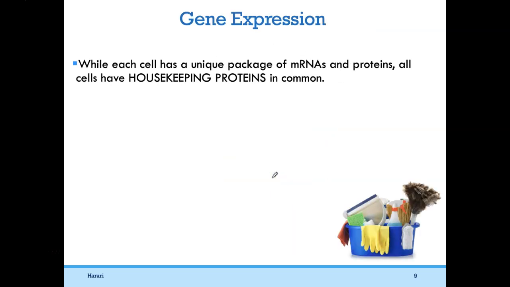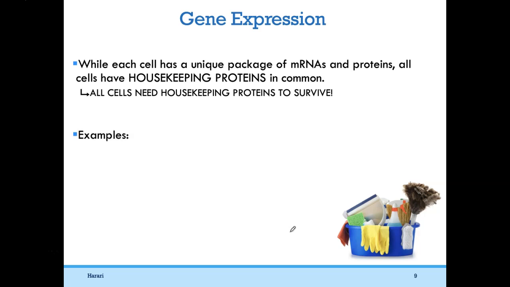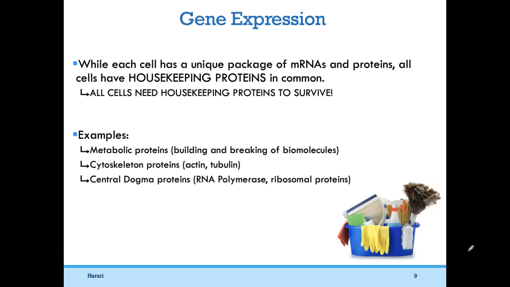And while each cell has a unique package of mRNAs and proteins, all cells have a group of proteins in common, and we call those proteins housekeeping proteins. All cells, whether you're a hair cell, a neuron, or a muscle cell, need housekeeping proteins to survive. These include proteins required to break down biomolecules and build biomolecules. So every cell, whether you're a skin cell, a muscle cell, or a hair cell, needs to make proteins and needs to make DNA. So obviously you're going to have all these enzymes required for DNA synthesis.